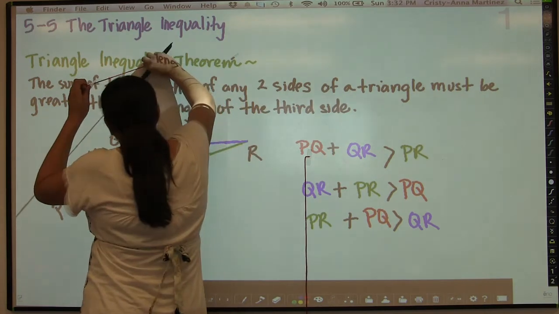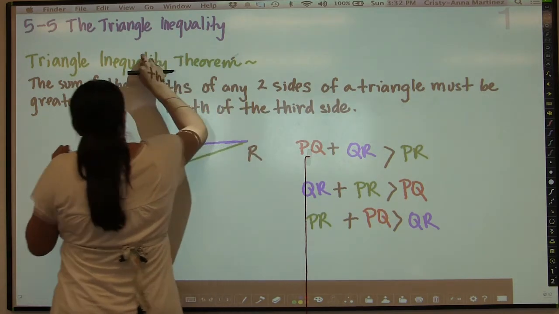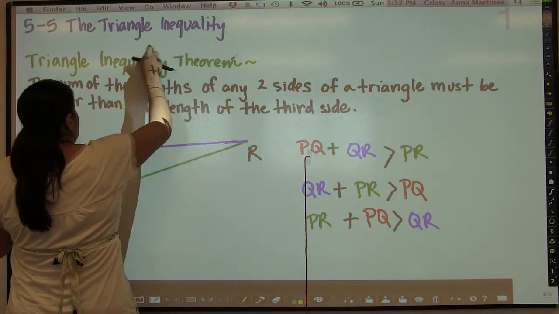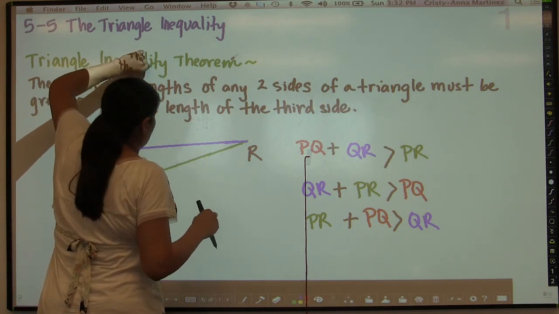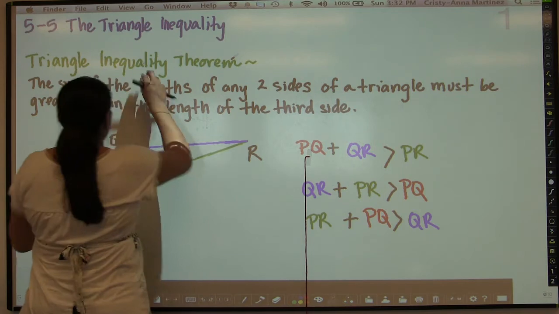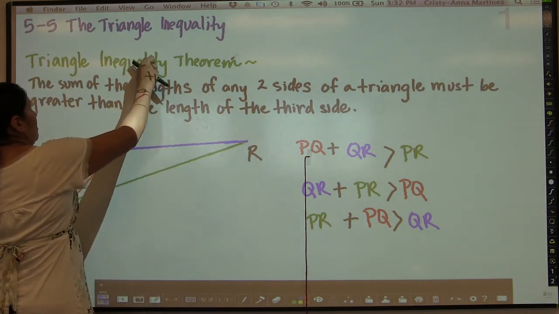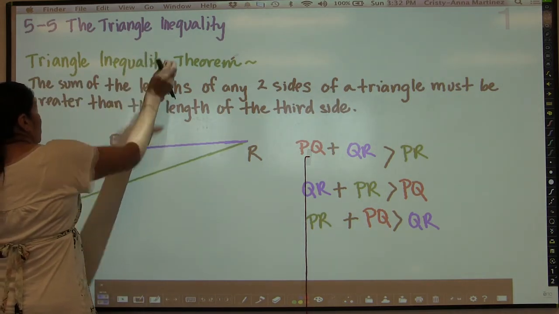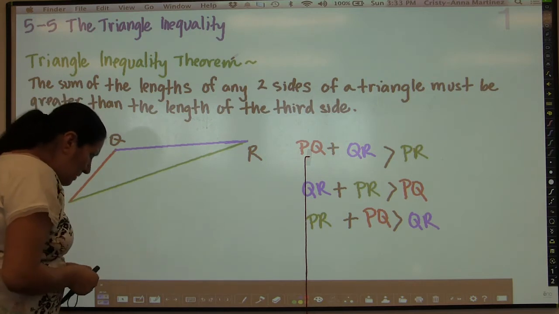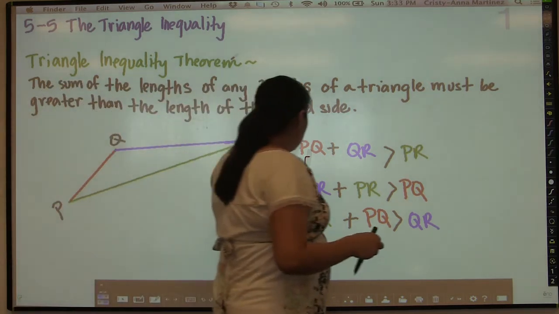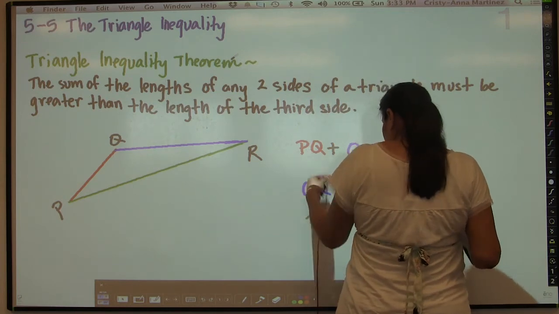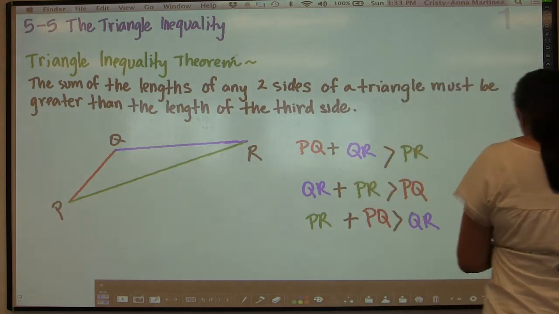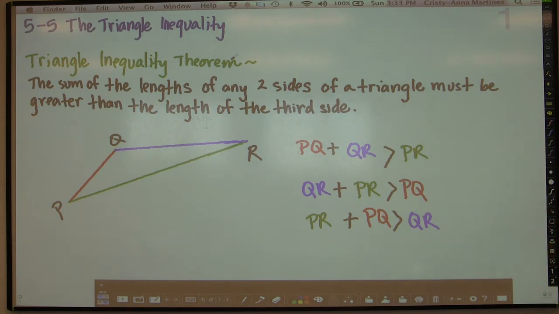But here we have our triangle inequality theorem. Basically what it states is that the sum of the lengths of any two sides of the triangle taken together must be greater than the length of the third side. So in a nutshell, what that means is that you can basically come up with 3 separate inequalities, because there are 3 sides, and so we can group 2 sides together at a time 3 different ways.